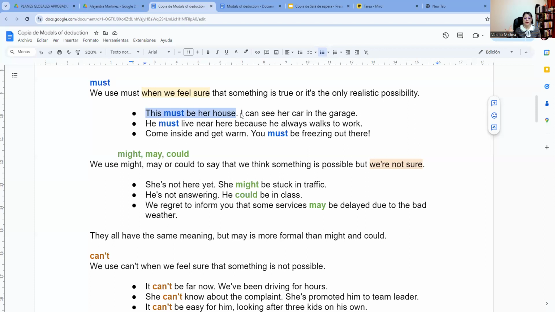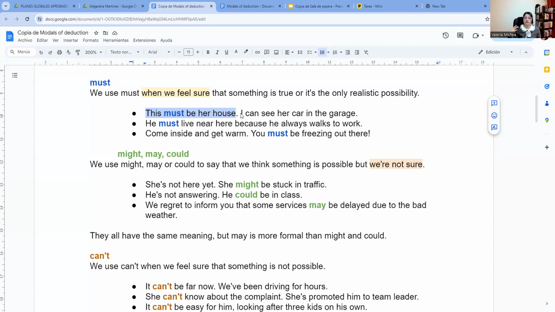And finally, we have come inside and get warm. You must be freezing out there. So when I look out there, I know it's very cold. It's winter probably. So that's my evidence. And I'm very certain that the other person is freezing. So that's why I'm inviting them over.